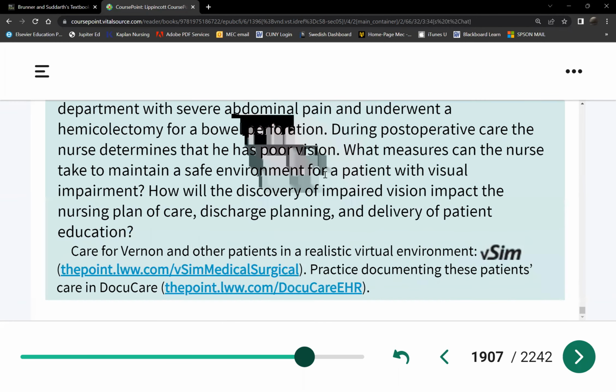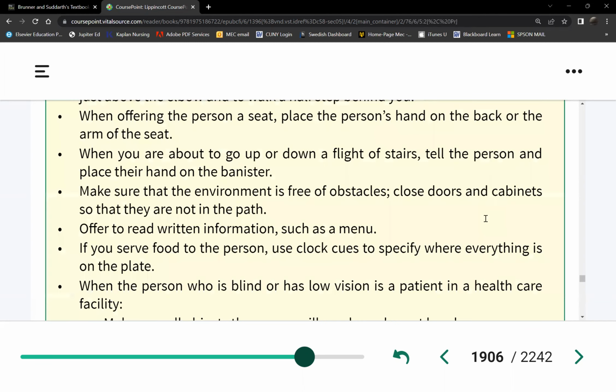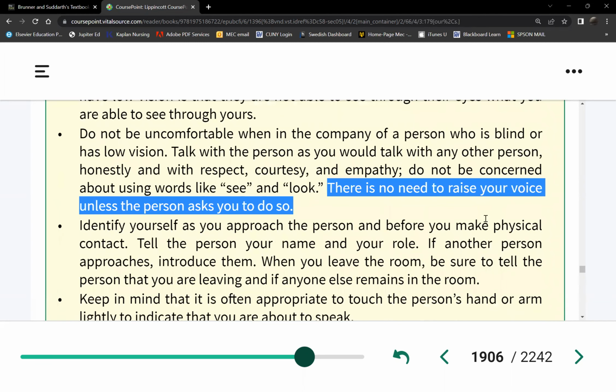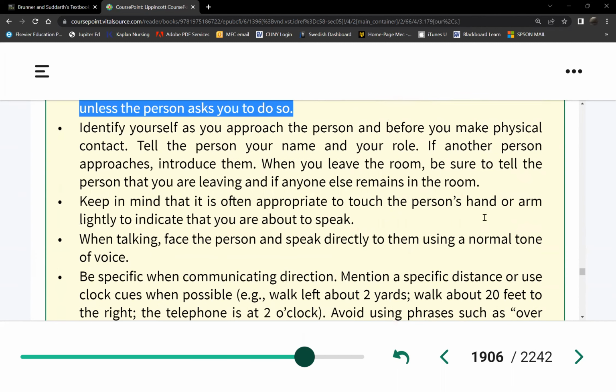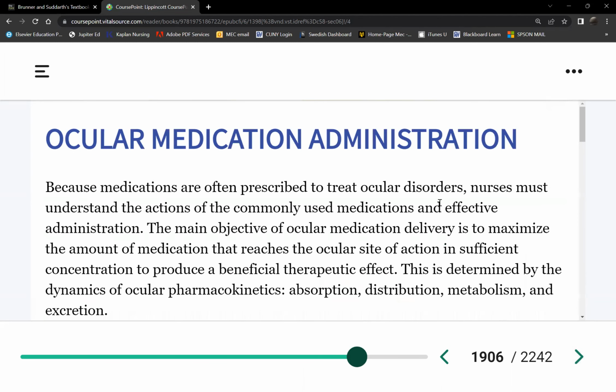Okay, let's go now to the specific disorders. Any question about nursing care? Okay, so the majority of your questions will be, of course, we talked about presbyopia and then nursing care, okay? How to communicate and helping the patient function at home. What did you say before? Presbyopia.